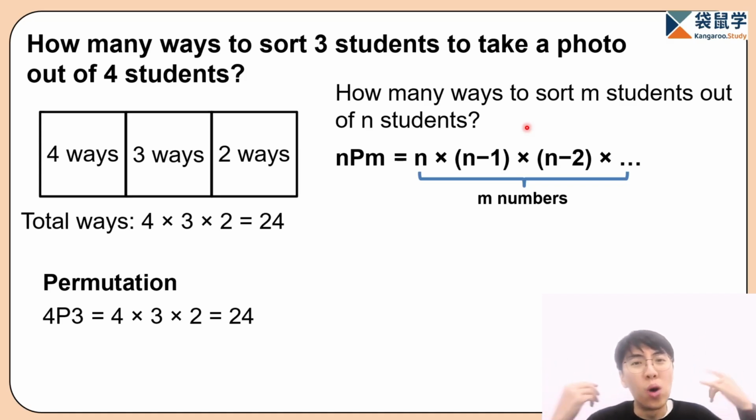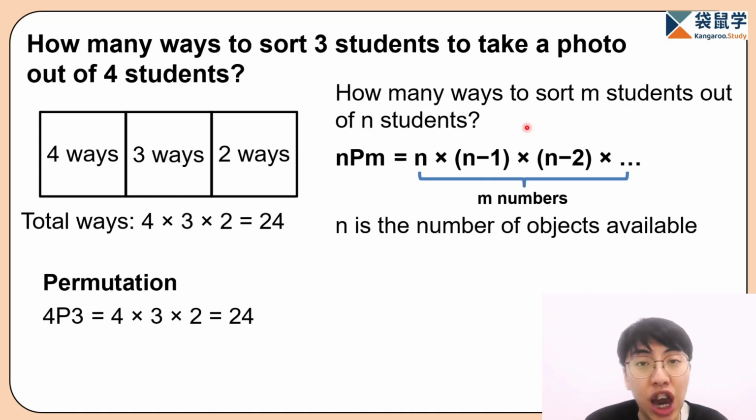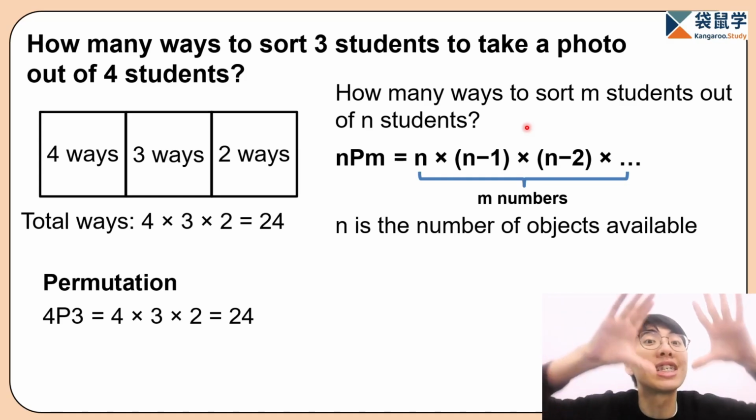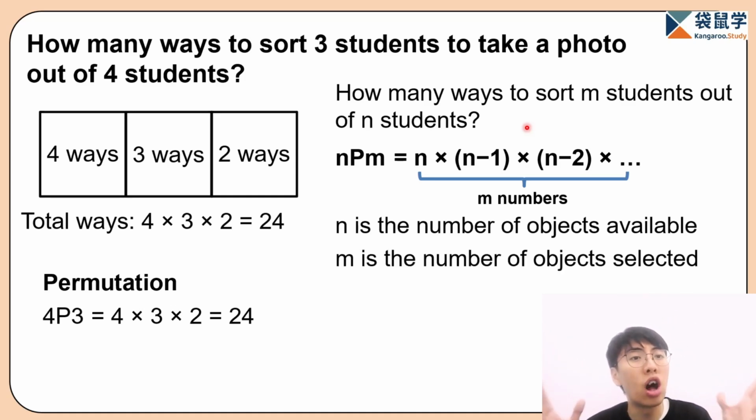Okay, so what does each of these represent? Let's do a recap. n represents the number of objects available. And m represents those that I have to select out of them. And this is what we call permutation.